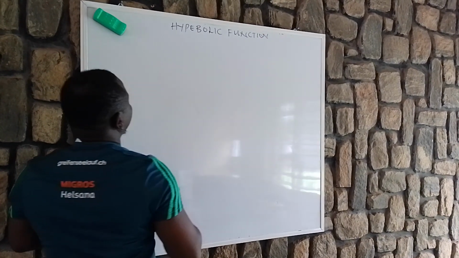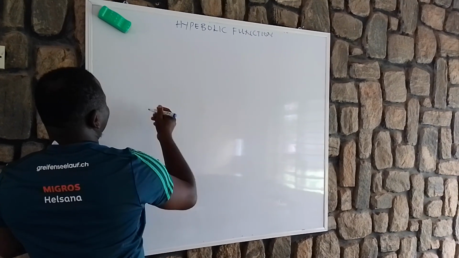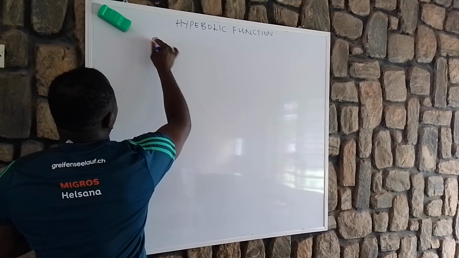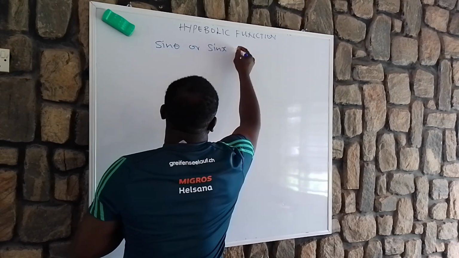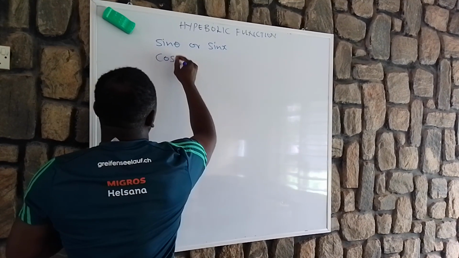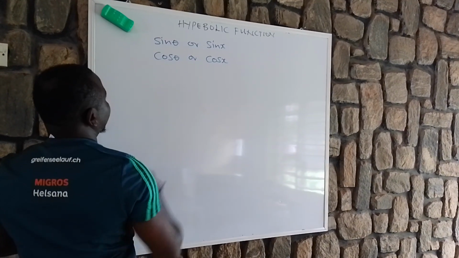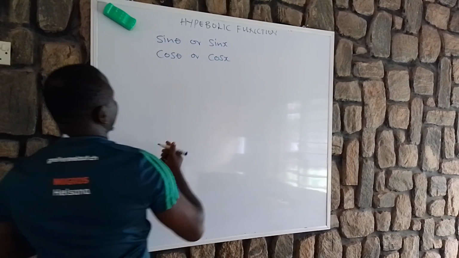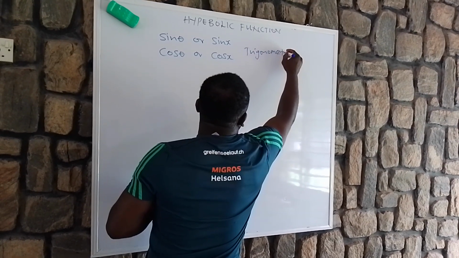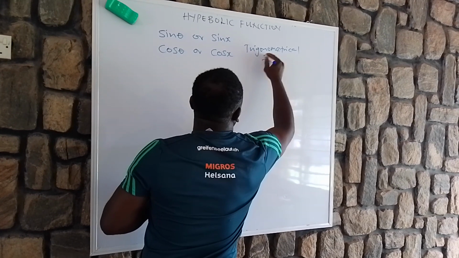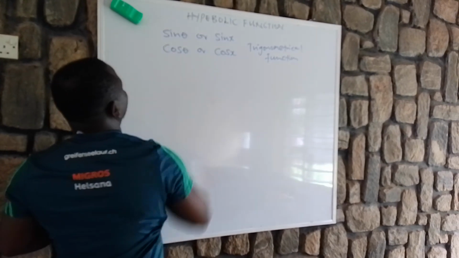Okay. Let us recall trig functions. We know that trig functions are sine theta, or sine x, or cos theta, or cos x, or cos of any variable. These are trigonometrical functions. Then today I want to look at hyperbolic functions.